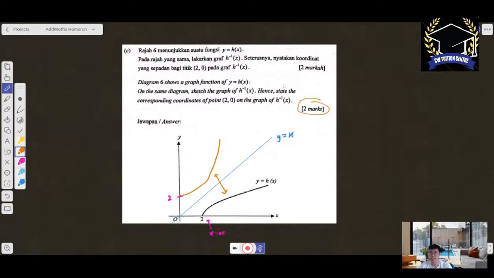Can you see or not? State the corresponding coordinate of (2, 0). So the corresponding is (0, 2). That's the coordinate on the graph. So I state it down. Okay, I sketch already, make sure you state the coordinate. If you didn't state, you only get 1 mark. If you only draw, you only get 1 mark. Always look carefully at how many instructions the question has. All right.